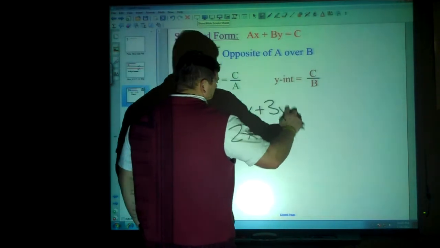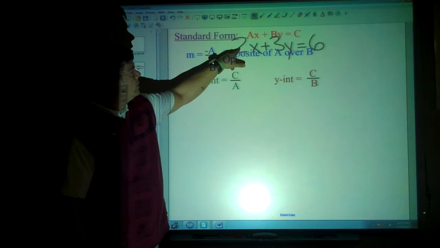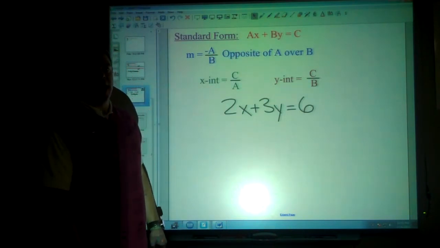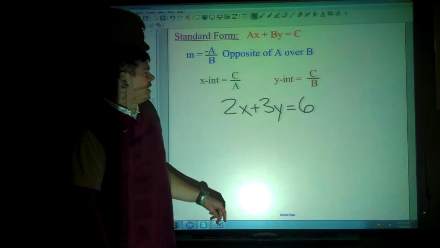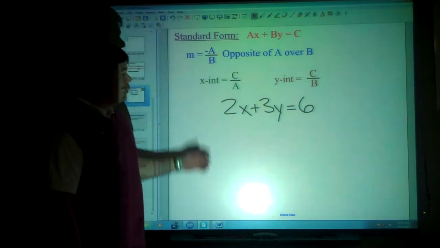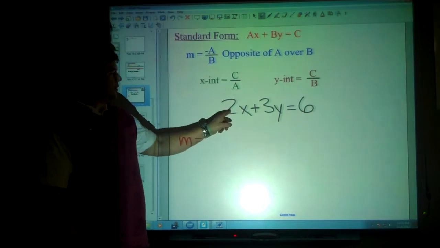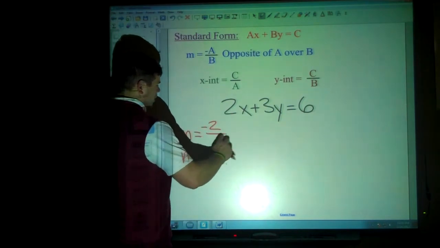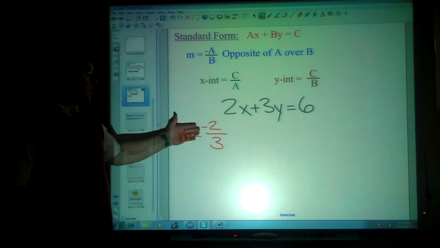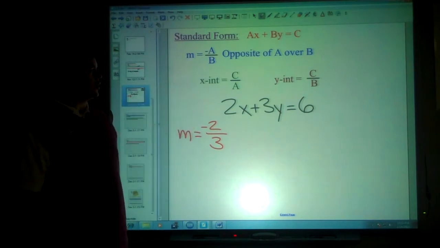2x plus 3y equals 6. Does that match the ax plus by equals c? Absolutely. Which value represents a? 2. Which value represents b? 3. Which value represents c? 6. So if we wanted the slope, it is the opposite of our a, which would be negative 2, over b. Very easy to find the slope when it's in standard form, if you know this relationship.